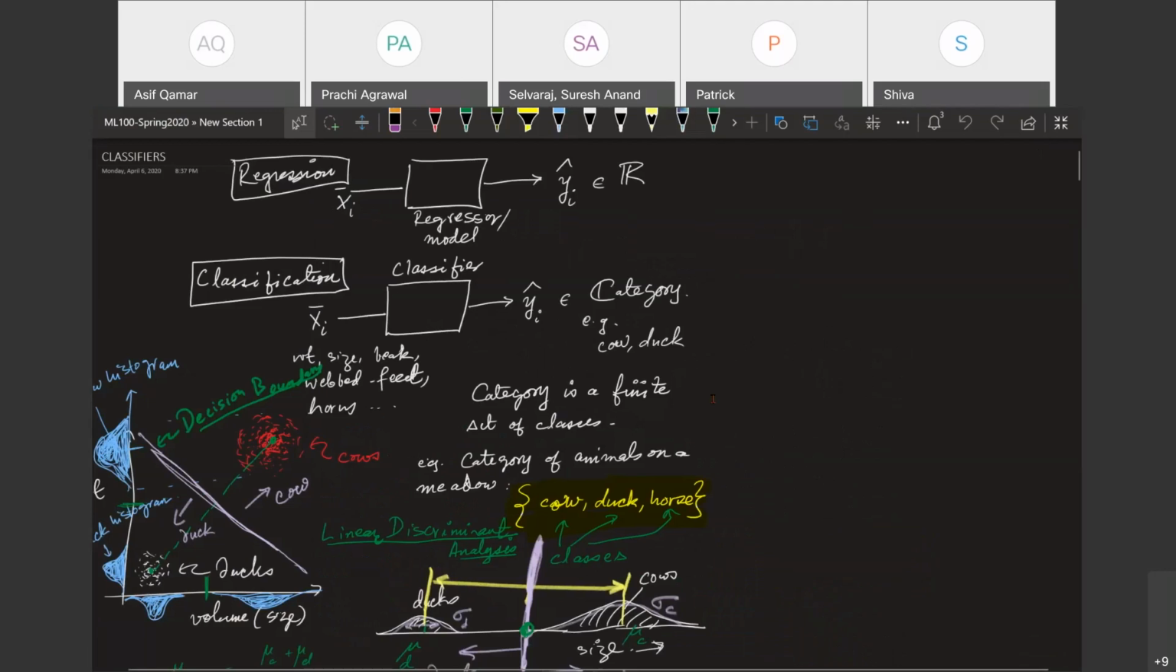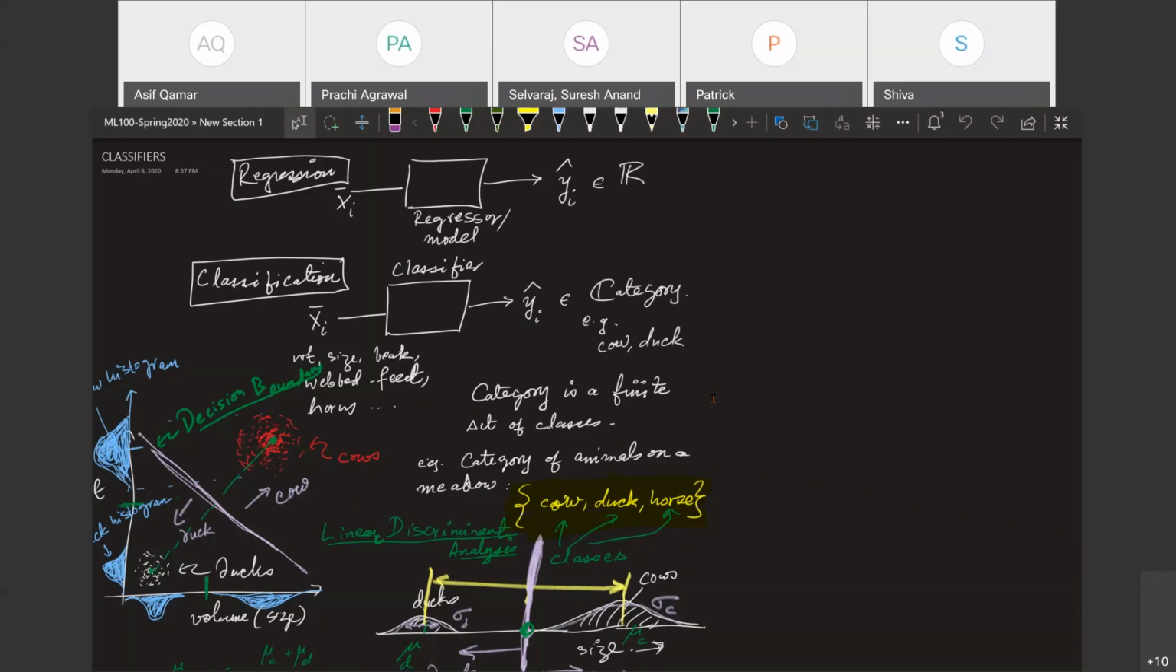In the last couple of lectures, we have focused on classification. Classification is a situation where an X feature vector goes in, properties of, for example, an animal. You have the weight, the size, whether the horns are present or not, and things like that. What you have to determine is a class. Which class of animals does it belong to from a category of animals?